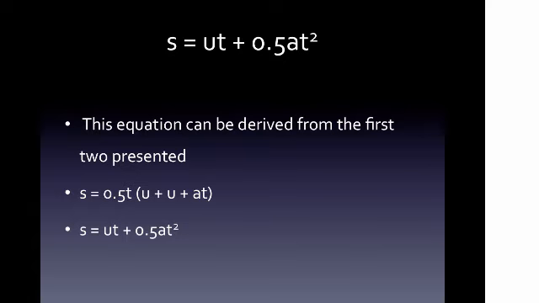The third equation can be derived from the first two. As I just showed you, s equals 0.5 t (v plus u) in the previous equation. All we need to do is substitute the first equation into the second one, and you can see how we get s equals ut plus 0.5 at squared. What this equation tells us is the distance traveled if we have the initial velocity, the time, and the acceleration of the object.